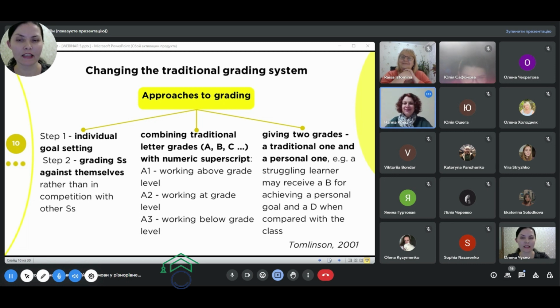Yeah. Again, if you decide to use any of these approaches, you should consult the administration of the institution you're working in. But still, you can do that informally. So why not? We're all adults.